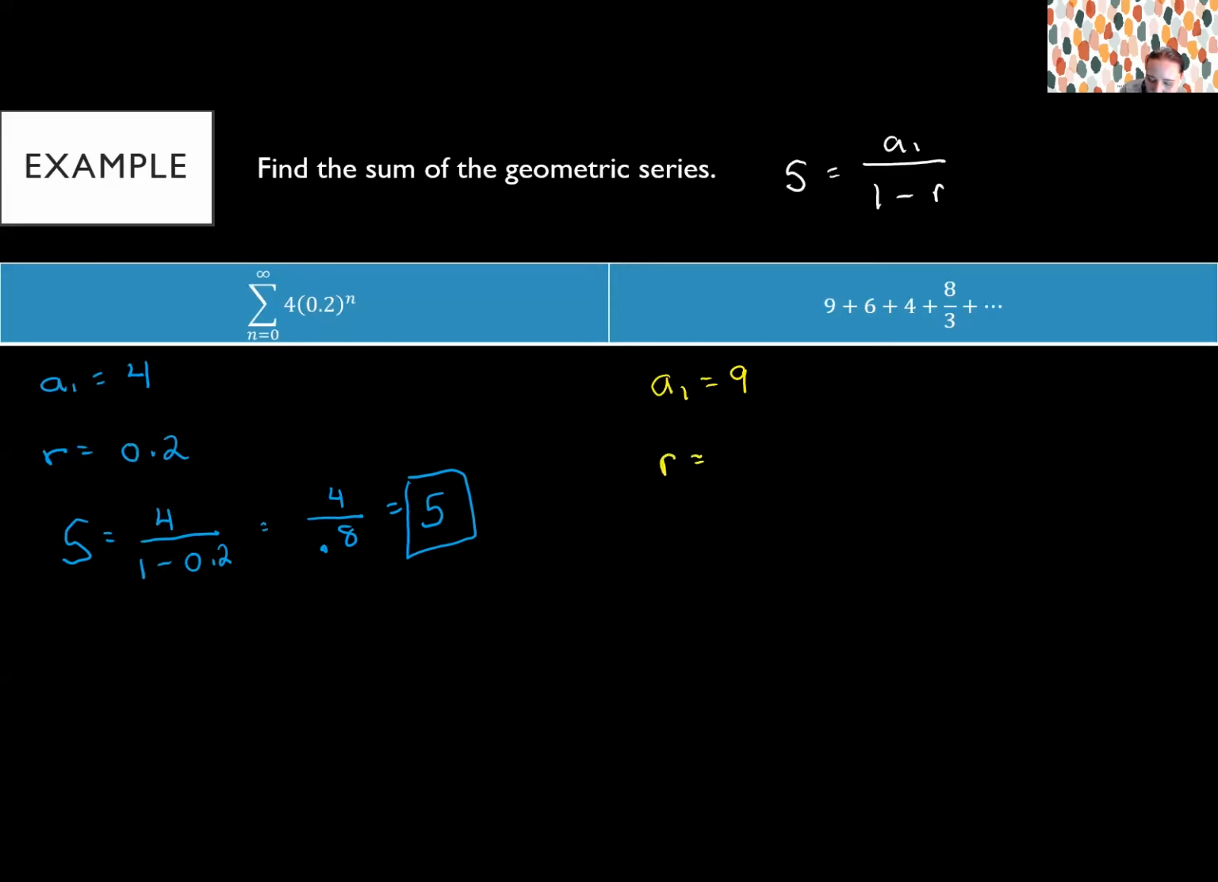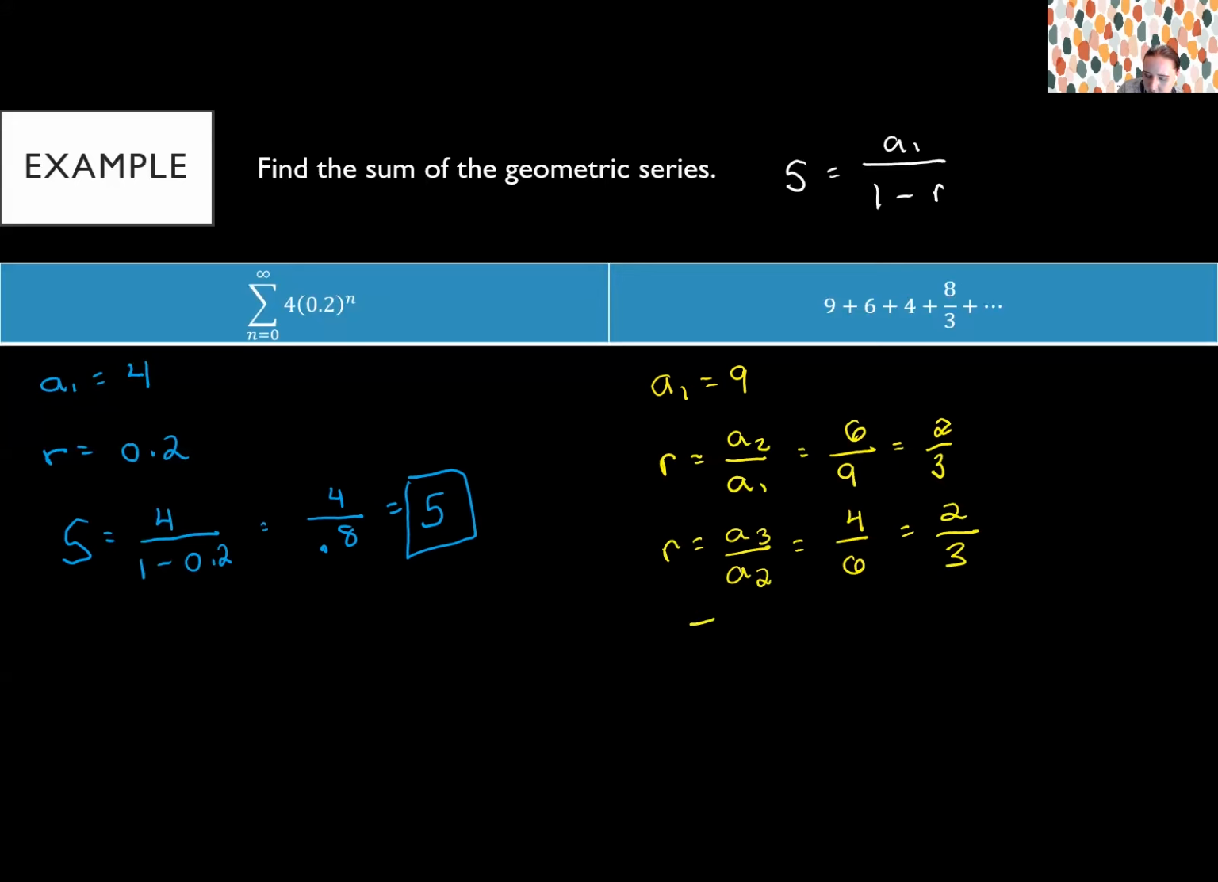So to find R, we're going to take A2 and divide it by A1. The second term is 6 and the first term is 9. When you reduce that, you can divide by 3, you get 2/3. If you just want to verify, you can take A3 divided by A2. That's 4/6. You divide the top and the bottom by 2, and you also get 2/3. So R is equal to 2/3.